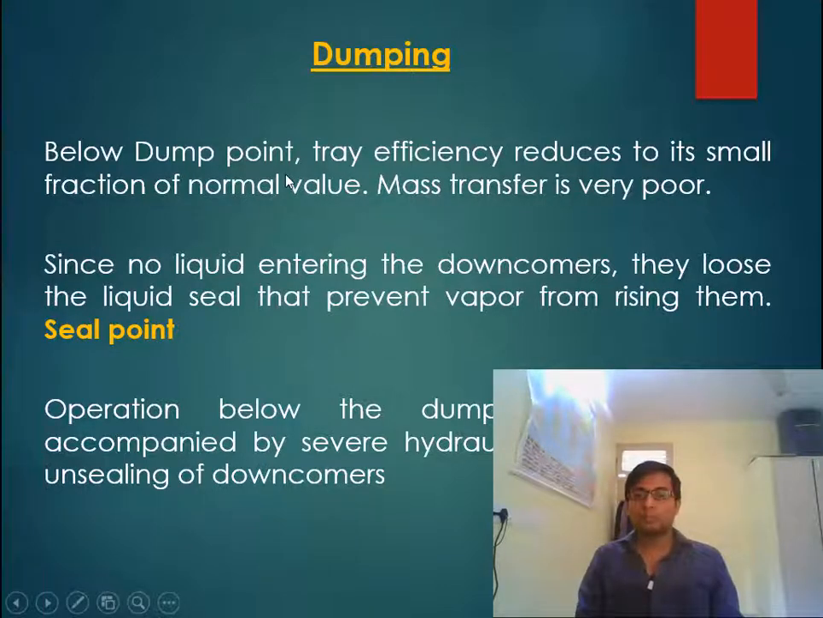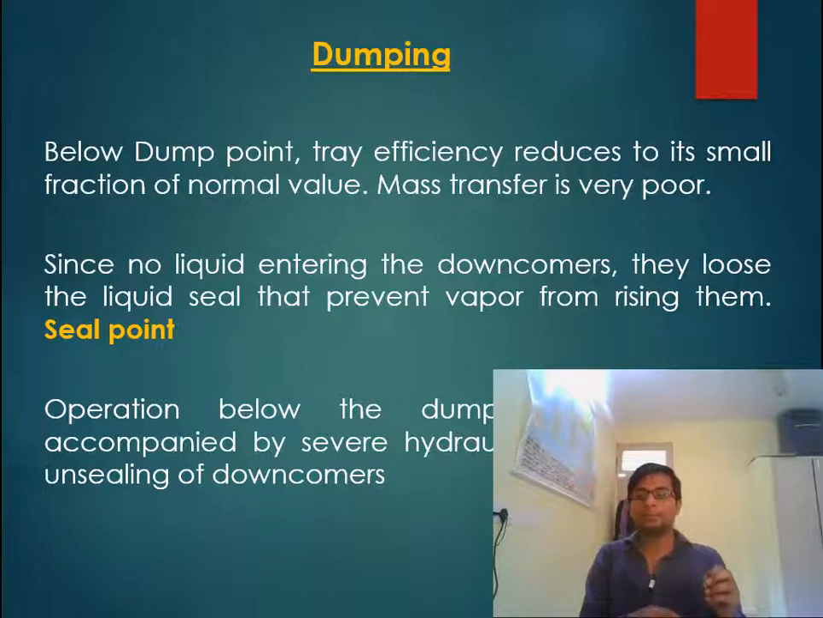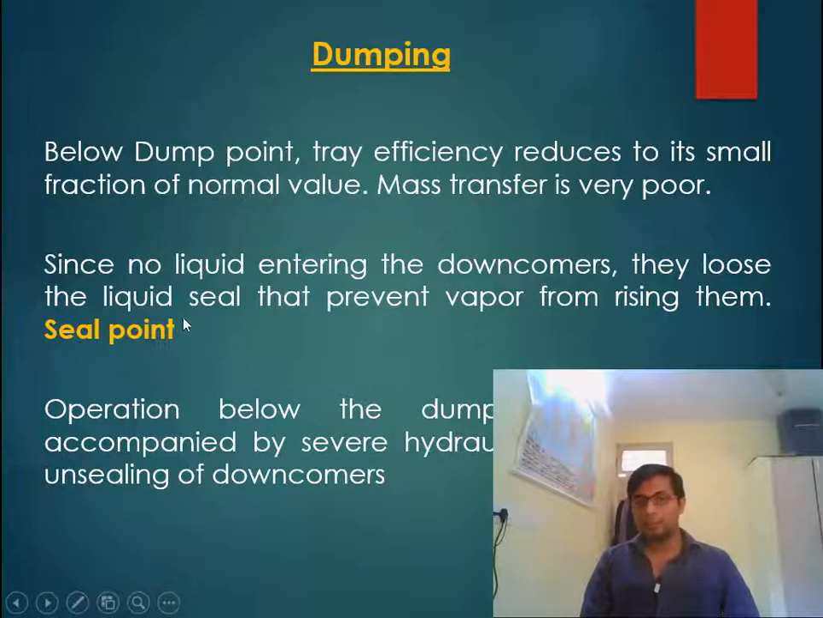But what happens below the dump point? Tray efficiency reduces to a very small fraction of the normal value because mass transfer goes very low. Why is it so? Because when dumping takes place, no liquid enters the downcomer, and then the downcomer loses its liquid seal, and because of that, vapor goes through the downcomer. For that reason, many times the dump point is written as the seal point. Some places, dump point is also represented by seal point.